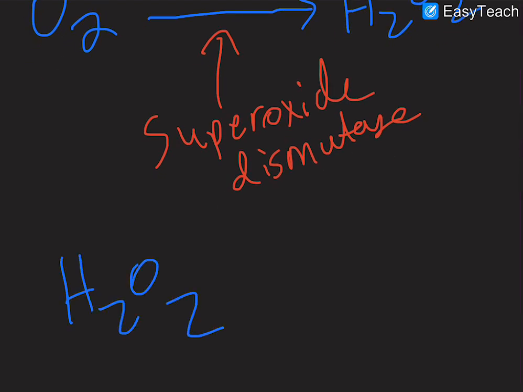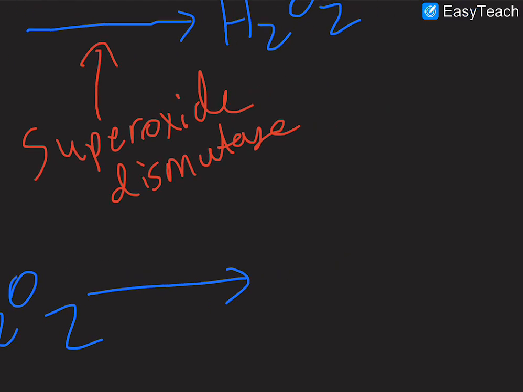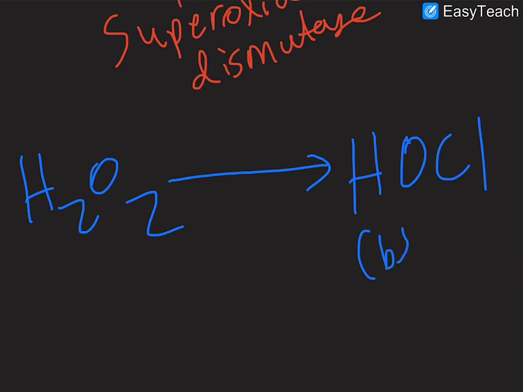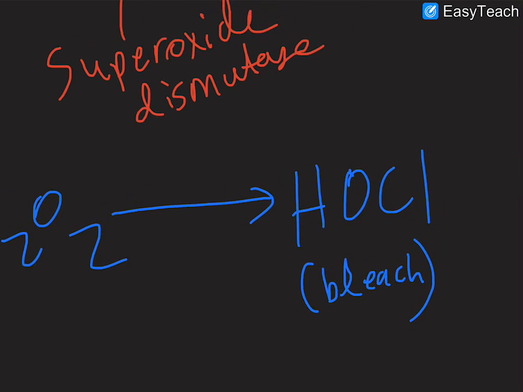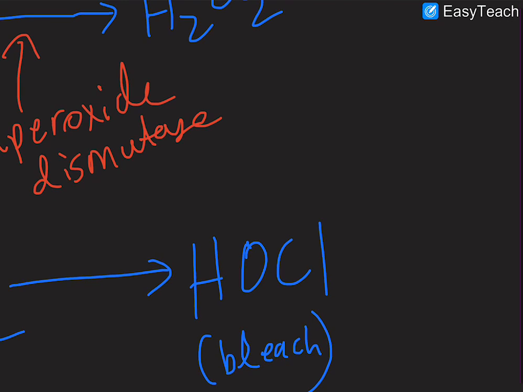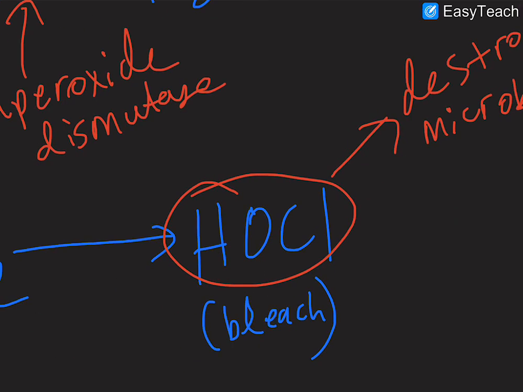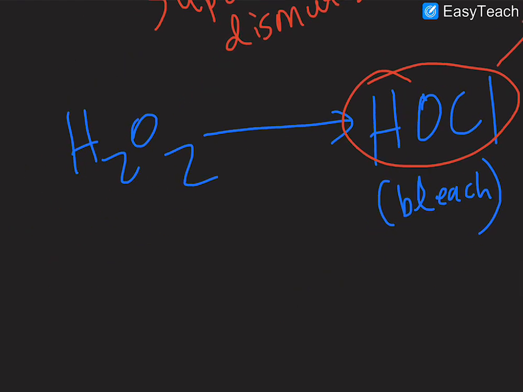Next, we're going to take hydrogen peroxide and further convert that into bleach, also called hypochlorous acid. So that's basically it. The neutrophils will then use this bleach to destroy the microbe. That's the oxygen-dependent pathway.